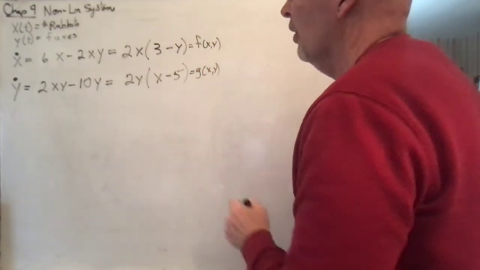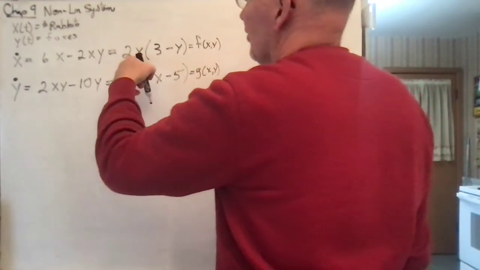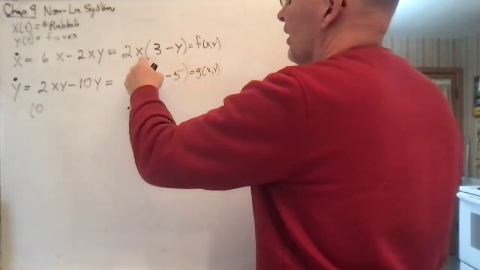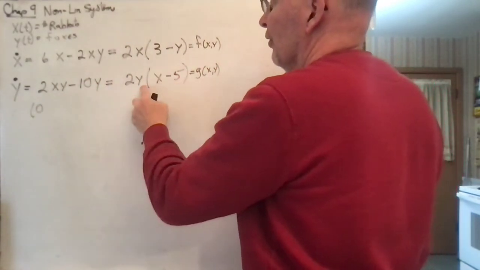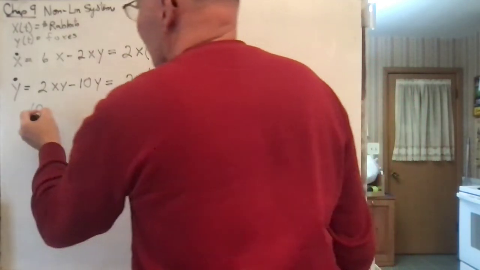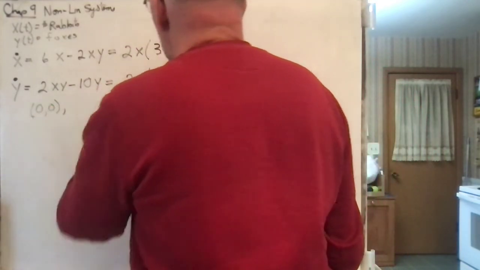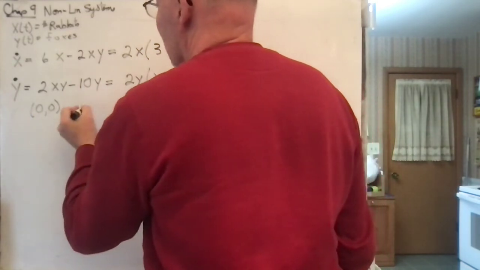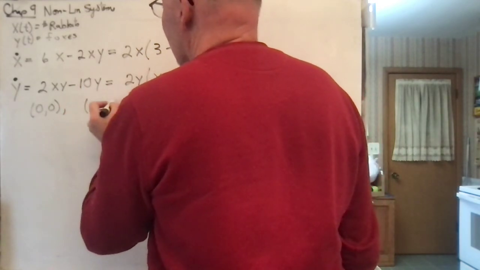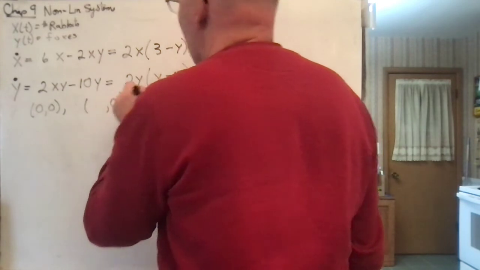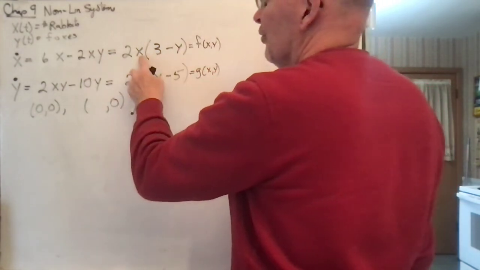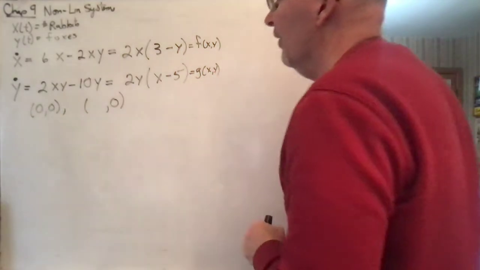And so what are your fixed points? If this is 0, then this can't be 0. So the only way for this one to be 0 is when y is 0. If this is 0, if y is 0, then this can't be 0, so x has to be 0, so you have the same thing there.